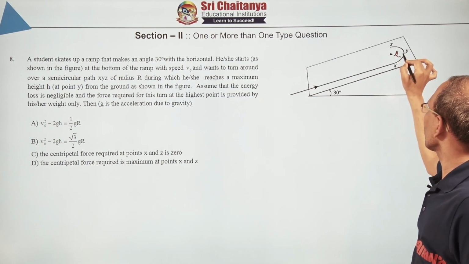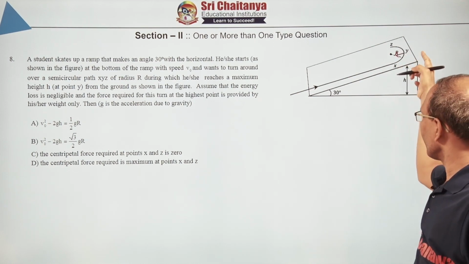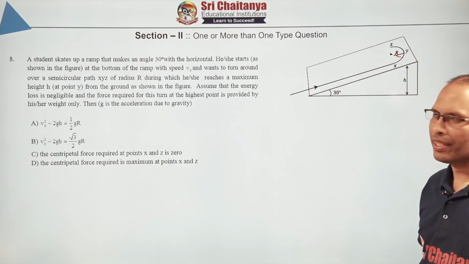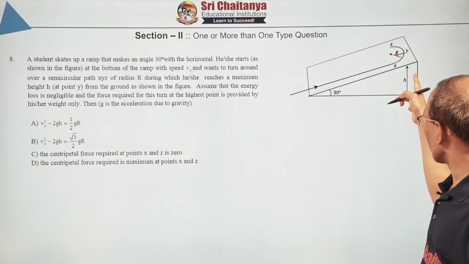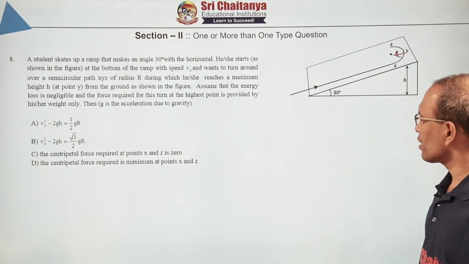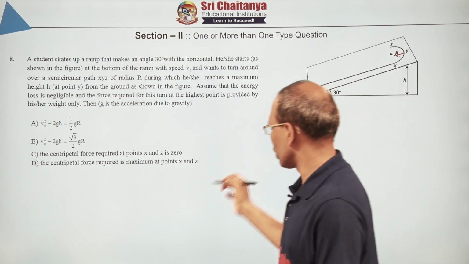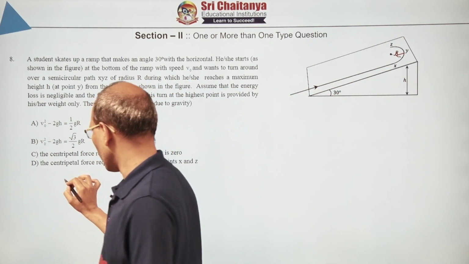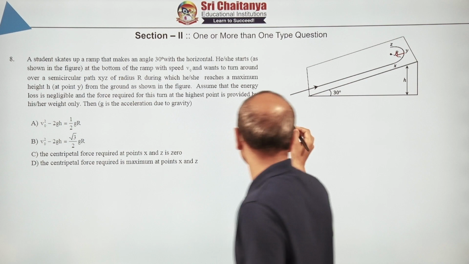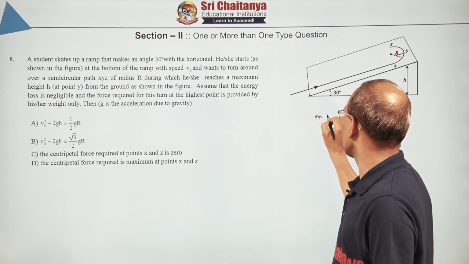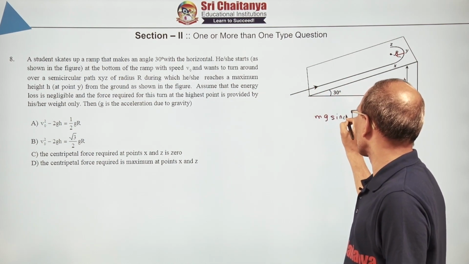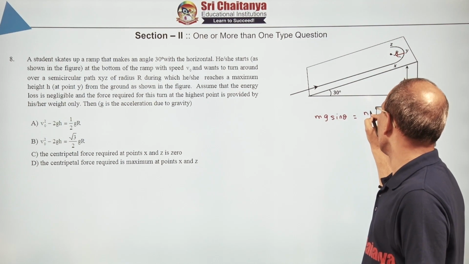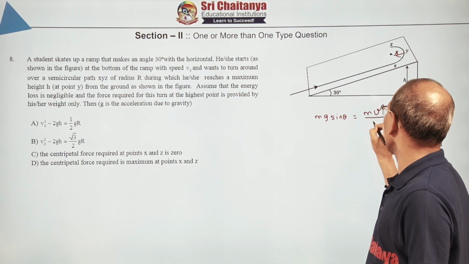So the only force acting towards the center is the component of mg, which is mg sine theta. So if you write the equation, mg sine theta must be equal to m v square by r.